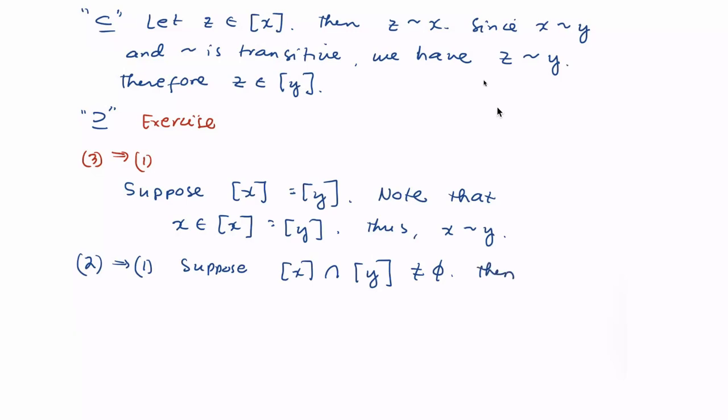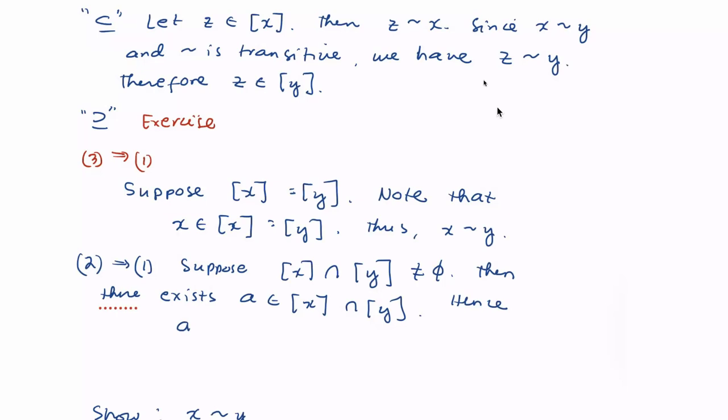So then, there exists an A element of the intersection. What is it that we want to do, by the way? We want to show that x is equivalent to y. Now, we will make use of this A in order to relate x and y. What does it mean for A to be an element of the equivalence class containing x and the equivalence class containing y? So, this would mean that A is equivalent to x, right? And A is also equivalent to y.